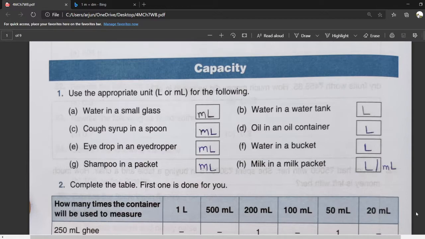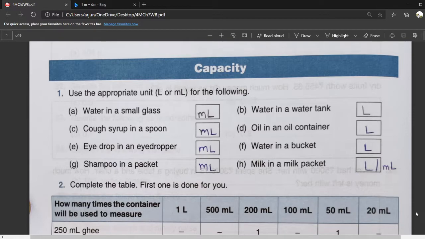The next is cough syrup in a spoon. How much water can a spoon hold? It cannot be in liters. A spoon cannot hold 1 liter of water, right? So, the answer will be ml. Some amount of ml of water can be held in a spoon.